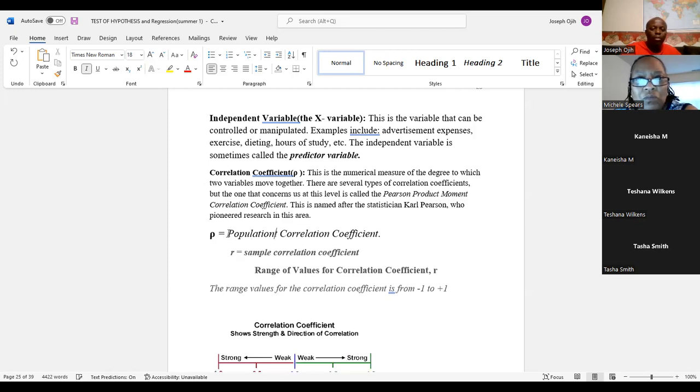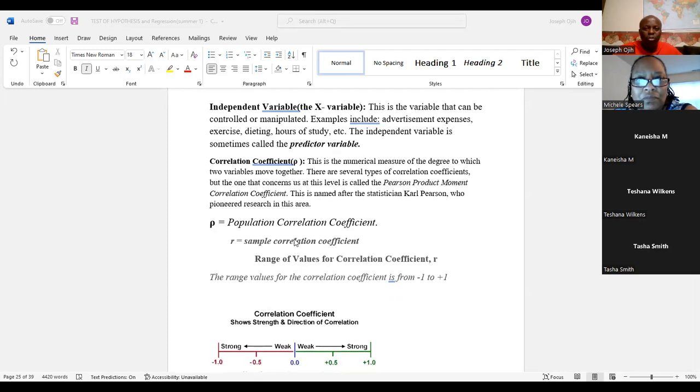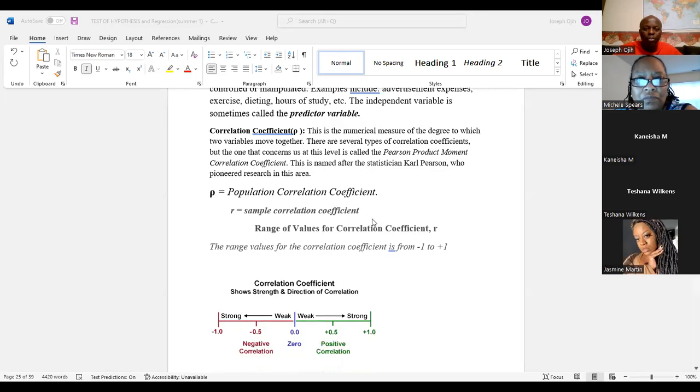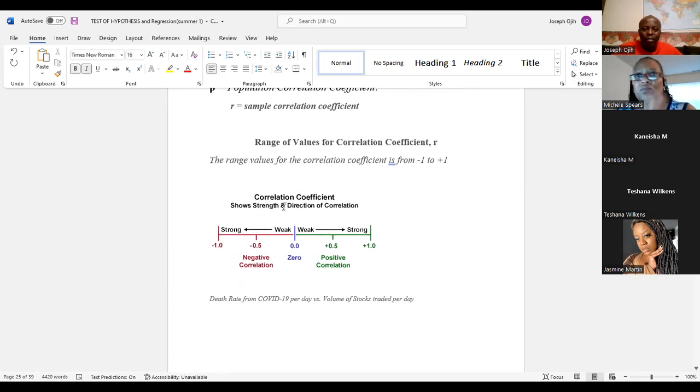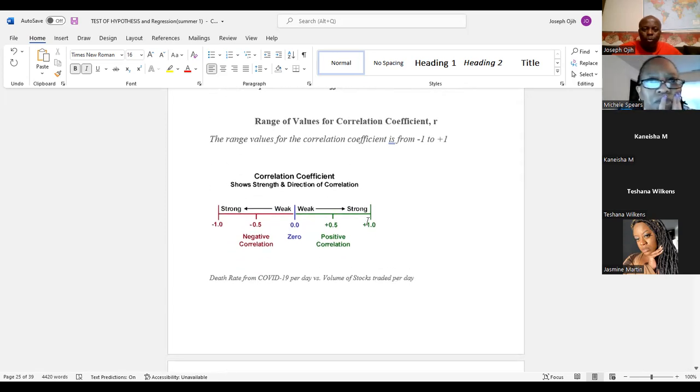Correlation coefficient. The smaller one, for the sample, we use r to estimate it, which leads us to the range of values for the correlation coefficient. The range of values for r goes from -1 to +1. You can see right here, -1 to +1.